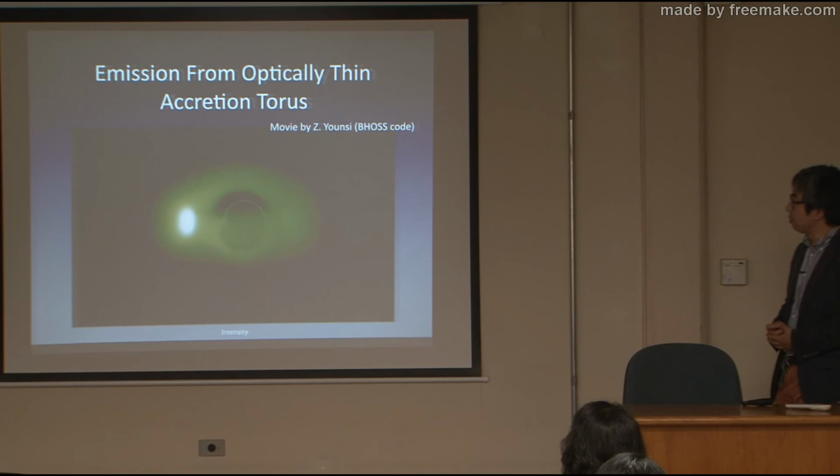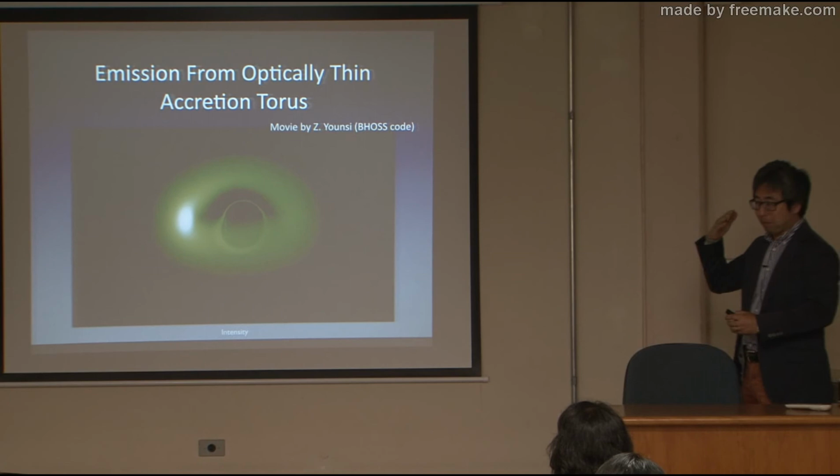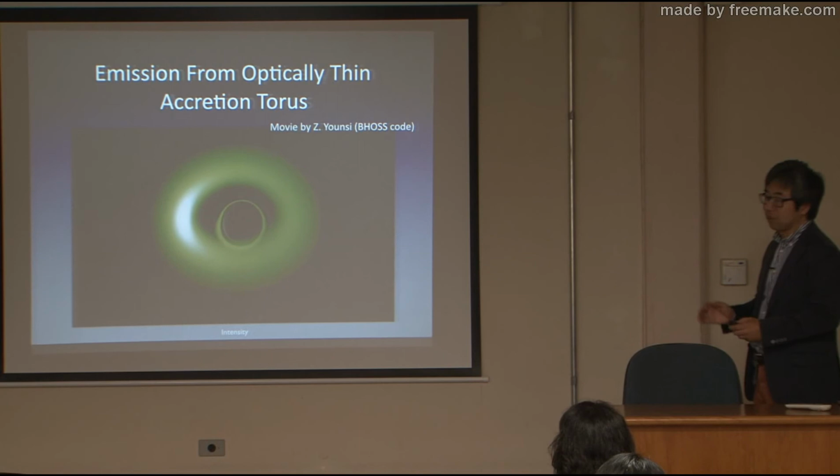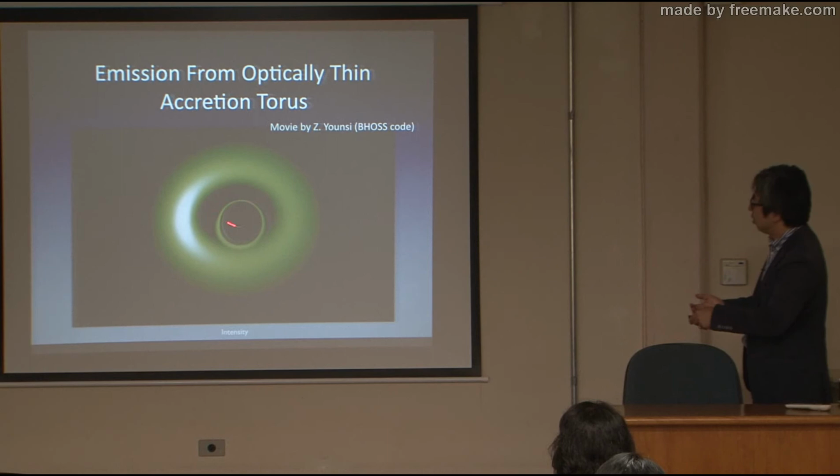So if you look at the optically thin case, even for this equator plane, maybe you can see some faint jet shadow structure with the penetrated accretion disk over there. So this is also a difference. If it is the optically thick case, the black hole shadow information is completely obscured by the accretion torus. But in the optically thin torus case, we can penetrate inside.